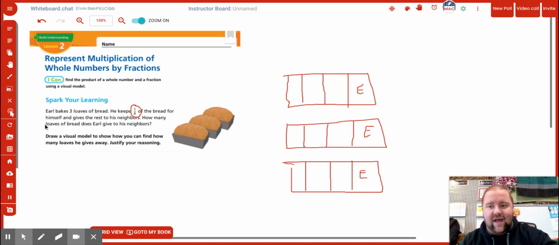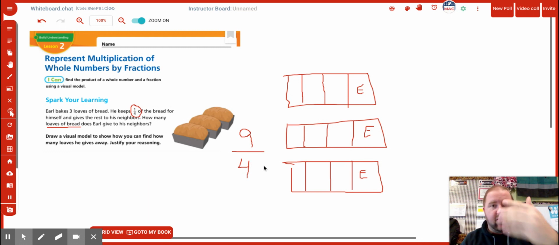The question they're asking is how many loaves of bread does Earl give to his neighbors? So we're looking for a fraction here. That means he gives 1, 2, 3, 4, 5, 6, 7, 8, 9 of these pieces, and each of those is a fourth. So Earl is going to give 9/4 to his neighbors.